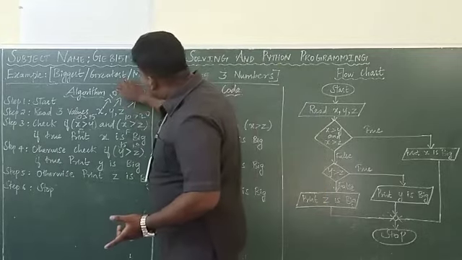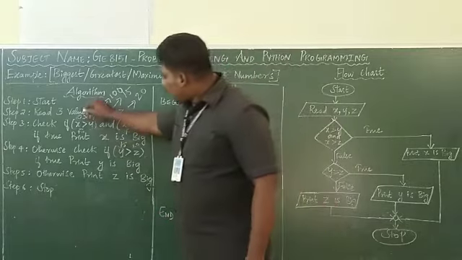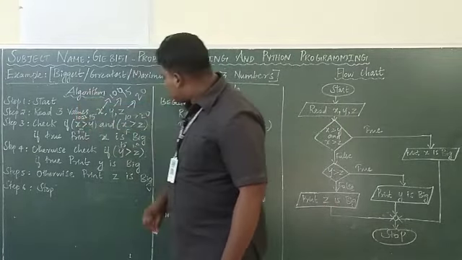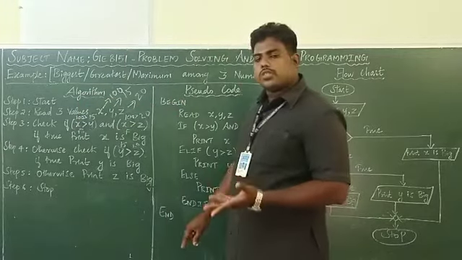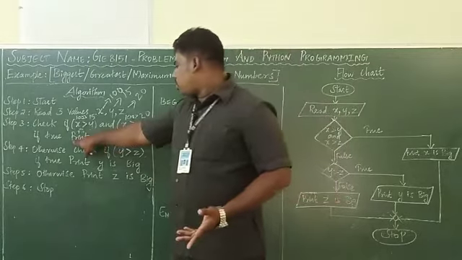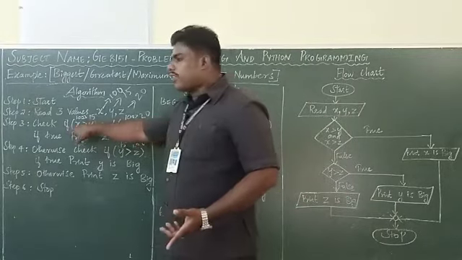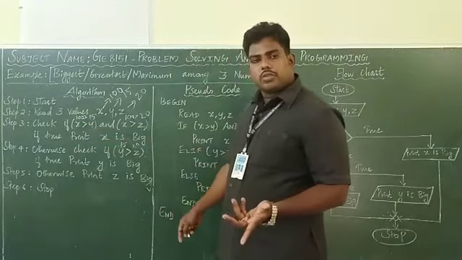Suppose this x value is 100. So here 100 greater than 15. Condition is true. Here also 100 greater than 20. Condition is true. So what will happen? If true, this condition is also true. This condition also true. So if is true. So if true, print x is big. All of you understood the logic?